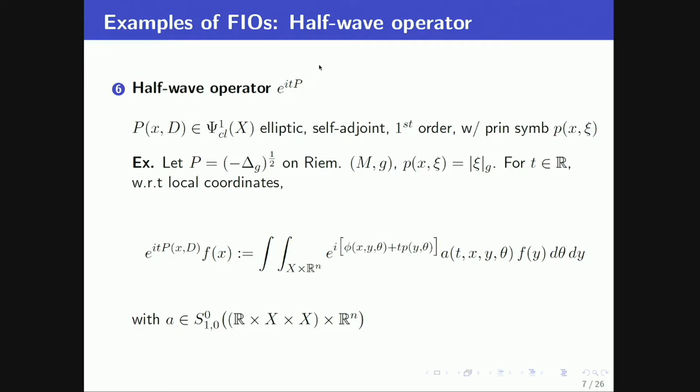So in general, when you look at a half-wave operator, it turns out that you can write down an oscillatory representation of this form. Think of t as being fixed, for example, and you have a phase function which has a piece which is independent of t, and then you have another piece which involves t and the principal symbol of p.